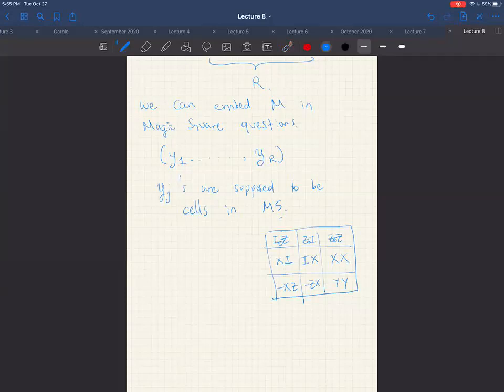So let's say, just as an example, M was I, X, Z, and so on. Then we can embed this into a magic square question by saying, I'll just send them a dummy symbol because I'm just telling Bob, I don't really care. And then for X, I will send him cell number 5. And Z, I will send him cell number 1, and so forth.